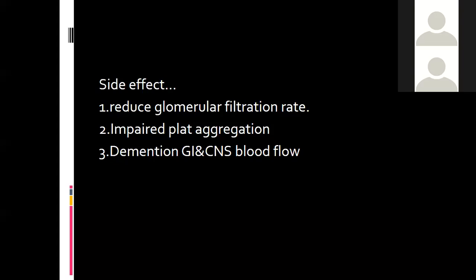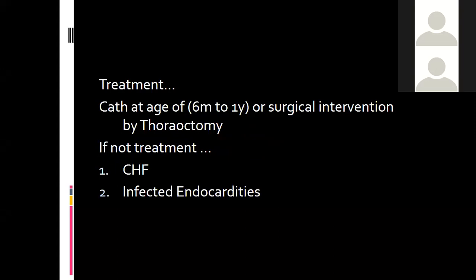So these are some complications that are developing after the use of indomethacin. Now, treatment of choice: we also give catheterization at the age of 6 months to 1 year. We also give catheterization in these cases, or there may be a surgical indication. They can also be an intervention. We can also do it at the age of 6 months to 1 year. Okay, so this is the most common age group for catheterization and the surgical indication.